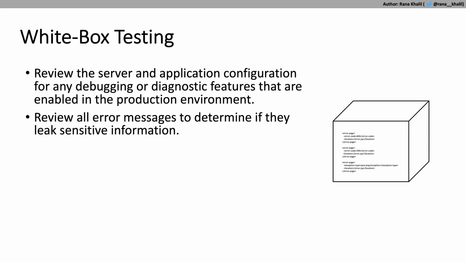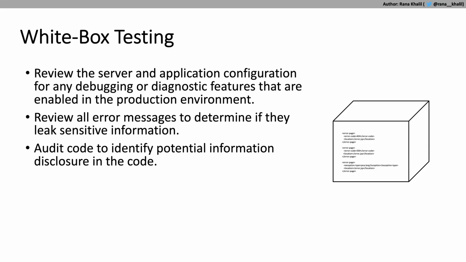The next thing you could do is review all error messages to determine if they leak sensitive information. So from the black box perspective, we were stuck giving the application different input values to see if we could get error messages that potentially leak sensitive information about the application. However, if you have access to the source code, you could just review all the error messages to see if they leak any sensitive information.